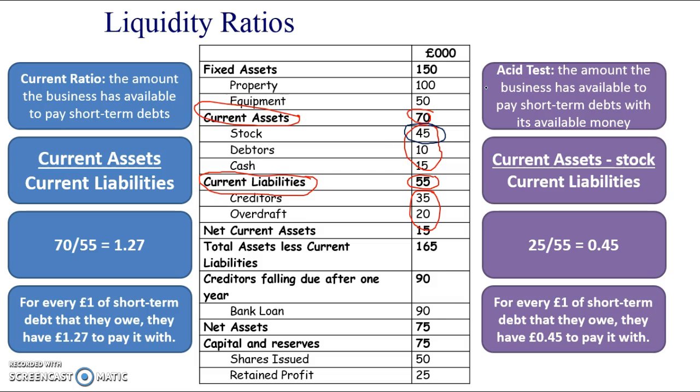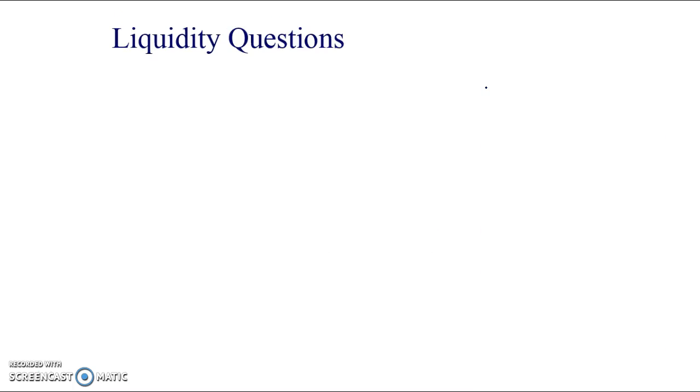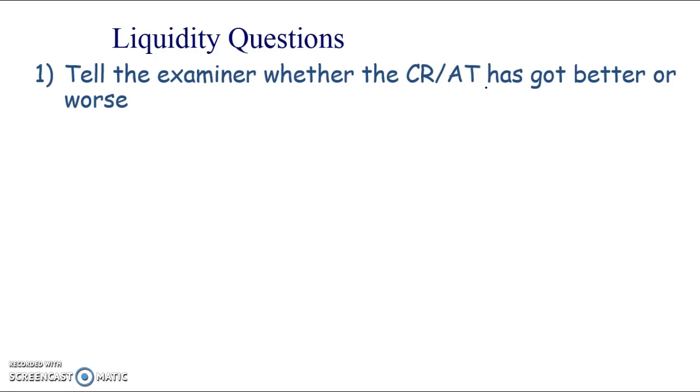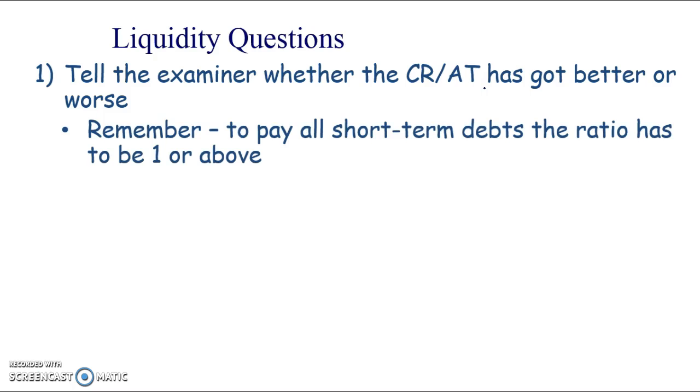But they will probably ask you a 3-mark question after this balance sheet equation working out, and they want you to interpret it. So firstly, just as we did with gross profit margin and net profit margin, tell the examiner whether it has got better or worse. And remember, to pay all the short-term debts, the ratio has to be 1 or above. So if it's gone from 1.7 one year and decreased to 0.9, that has got worse. If the number is decreasing in size, generally speaking, it has got worse.